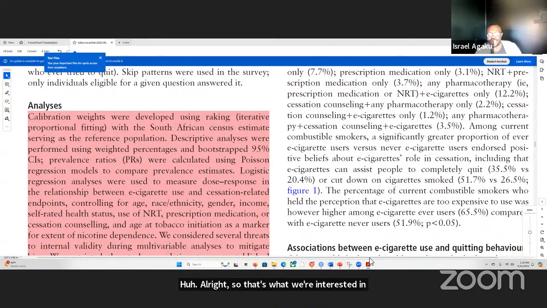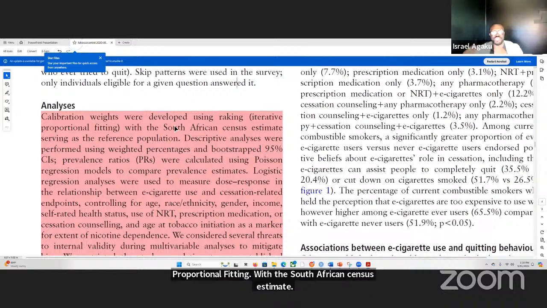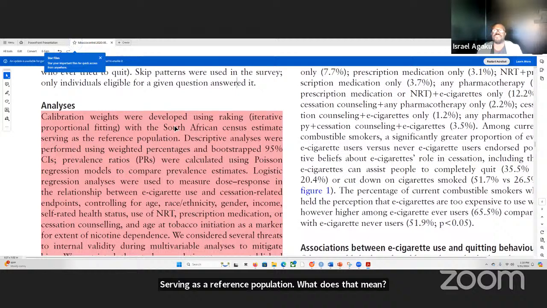So it says calibration weights were developed using raking, which is iterative proportional fitting, with the South African census estimate serving as a reference population. What does that mean? It means that we took the South African population and we used the reports or the percentages from the South African census as the weighting factor. So remember, we have established that you cannot weight if you don't have external data you're weighting on, right? You must have data, right? And so in this case, we used data from that population from the census as our guide.